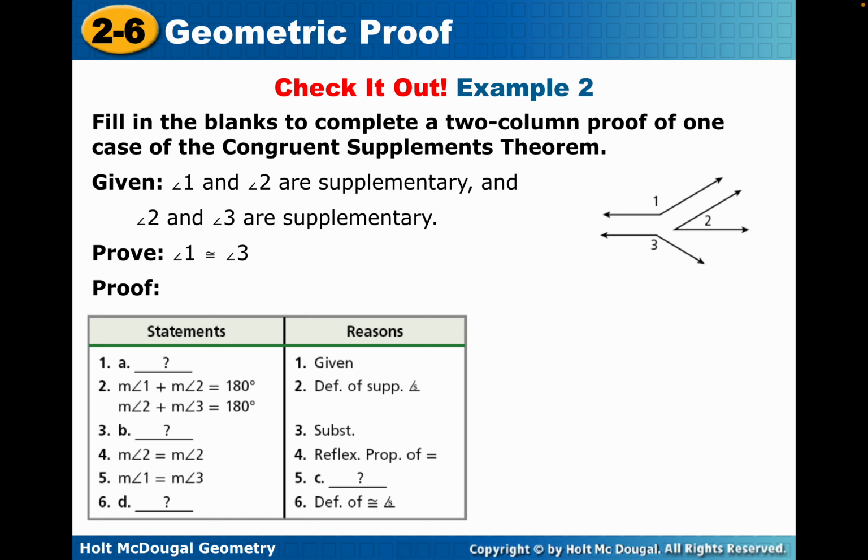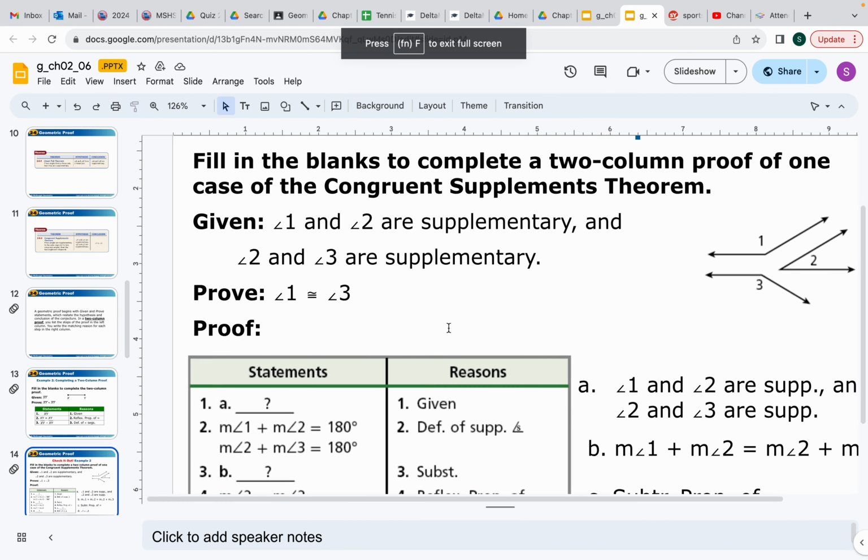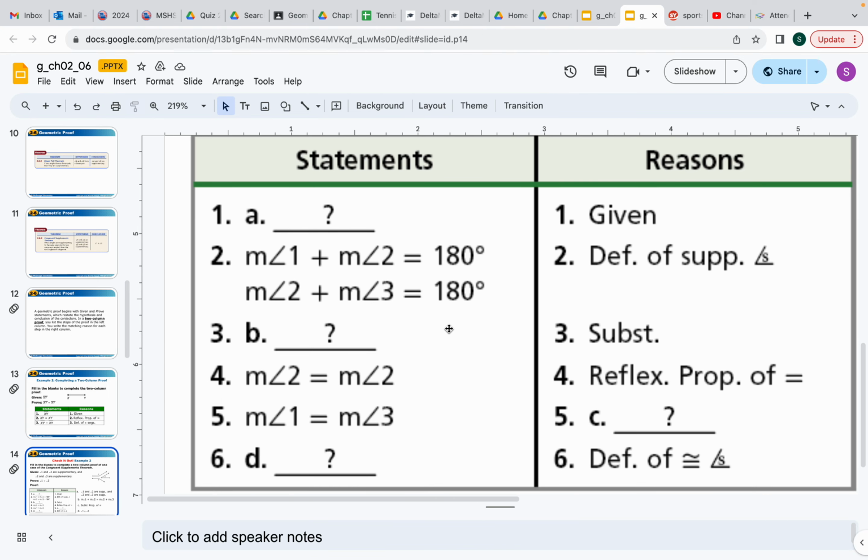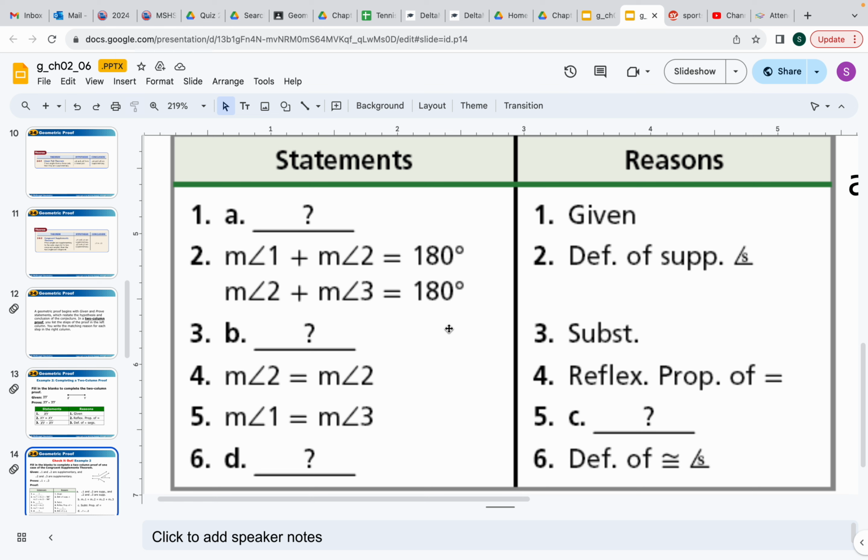For that given, make sure you write angle 1 and angle 2 are supplementary. I'm just going to abbreviate that. Angle 2 and angle 3 are supplementary. And we are proving that angle 1 is congruent to angle 3. I wrote it on the board, write that real quick, and then I'm going to zoom in on that box so you can write down everything that it has. So write that given and prove down first.